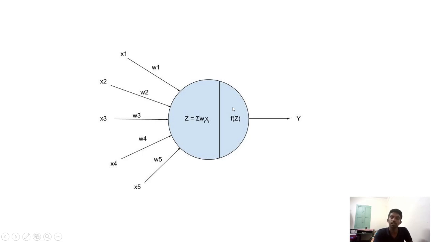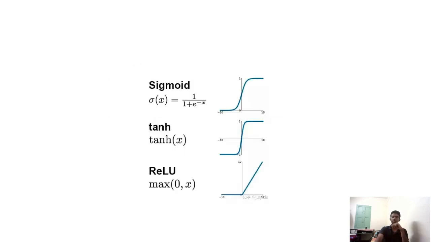So this f of z is the activation function. So first, what is an activation function? An activation function in a neural network lets the model learn complex patterns by providing nonlinear functions. So mostly the activation function is nonlinear, right? The common nonlinear functions that we use for activation functions here are sigmoid, tanh, and ReLU.